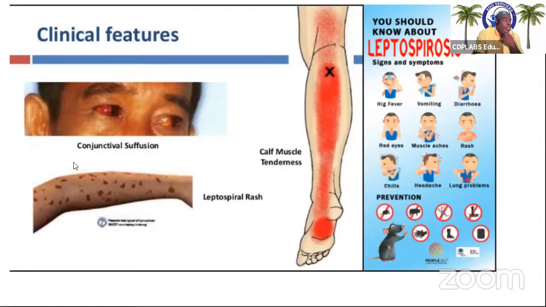All right. Now we can see it affects the conjunctiva as well, and causes rash. There are different symptoms. You can feel muscle pain, tenderness. And then we can see right here, as I mentioned, a few repeat again. So we have high fever, vomiting, diarrhea, red eyes, muscle aches, rash, chills, headache, and lung problems. So it's very important that you know what these signs are. And why is it important to know what these signs are?